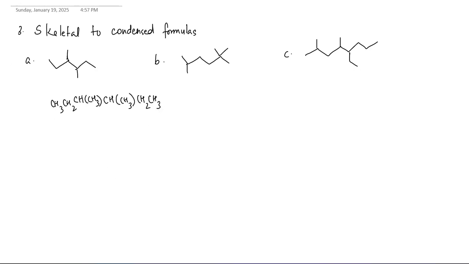If it helps, I can highlight the branched carbon atoms. So these are the two branches, right? Here is my branched carbon atom, and then the next branch is this one. So that's how A is written. B has two CH3s attached to one carbon atom here, so I will go ahead and put CH3, 2.